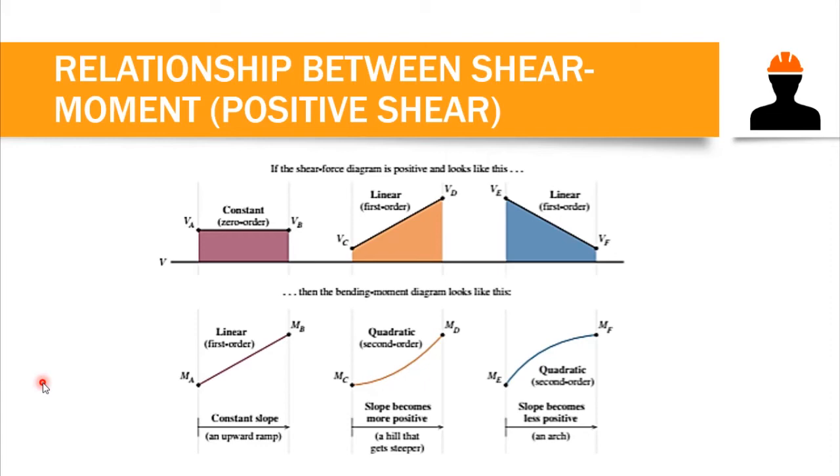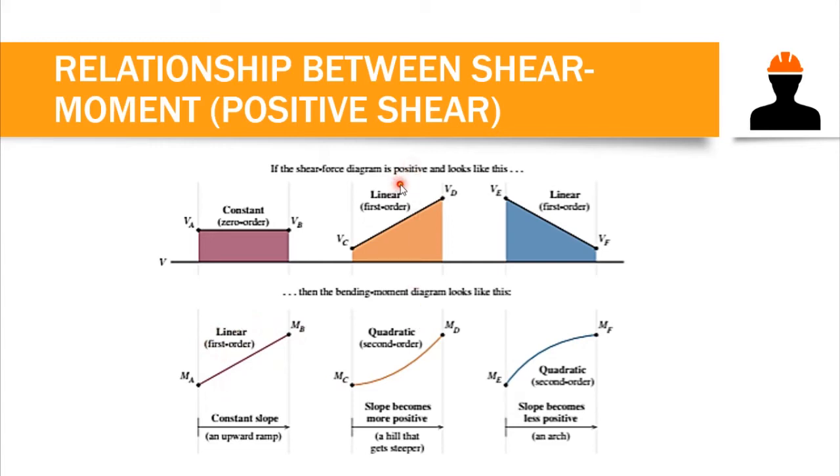Now, if we have positive shear, like this one, we can say that a shear is positive when it is being plotted above our reference line. Now, if our shear is in zero order, that is, just horizontal, then our moment diagram is linear, or in first order with a constant slope. Like this one, it resembles an upward ramp. So it is a first order equation.